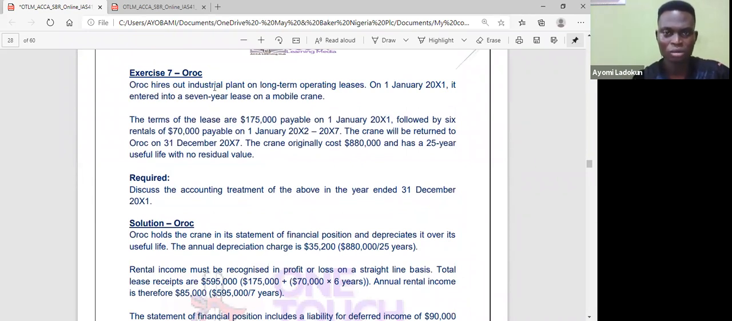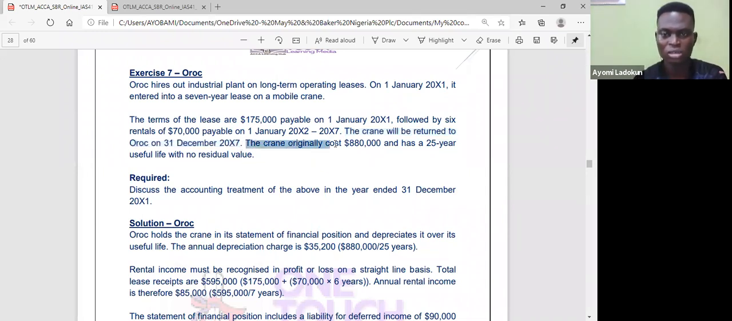Orok hires out industrial plant on long-term operating lease. On 1st January 20X1, it entered into a 7-year lease on a mobile crane. The terms of the lease are 175,000 payable on 1st January 20X1, followed by 6 rentals of 70,000 payable on 1st January 20X2 to 20X7. The crane will be returned to Orok on 31st December 20X7. That means it's an operating lease. Okay, the ownership will not transfer.